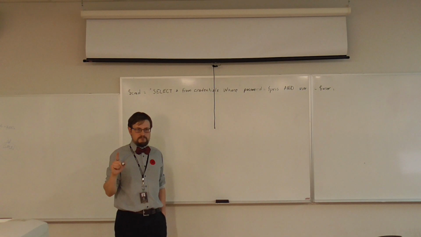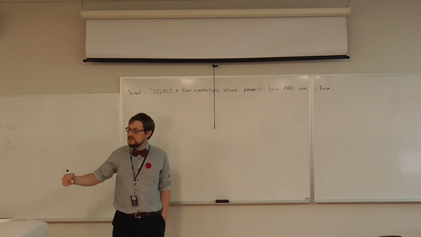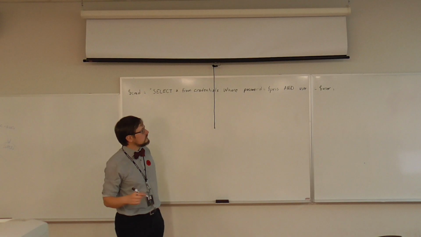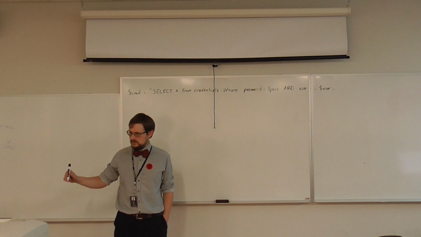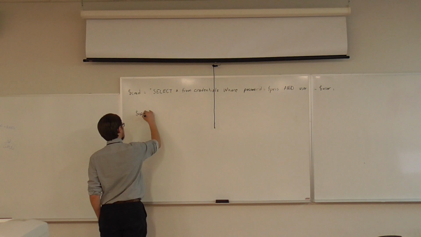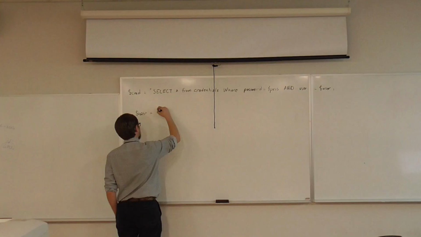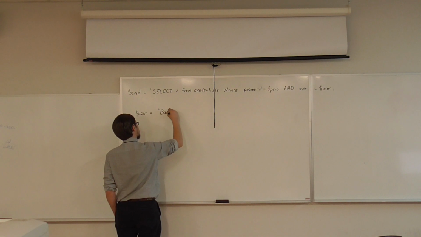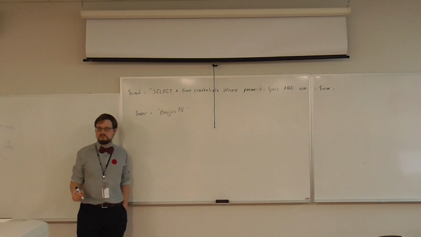So let's consider how this string gets spliced with password, or, well, let's pick user, with user having various values, right? So if the variable user is equal to Banjo's 38, a typical username, right?